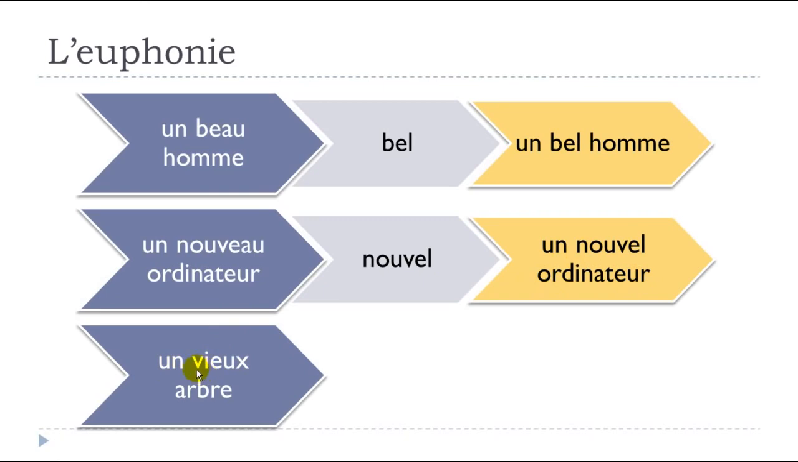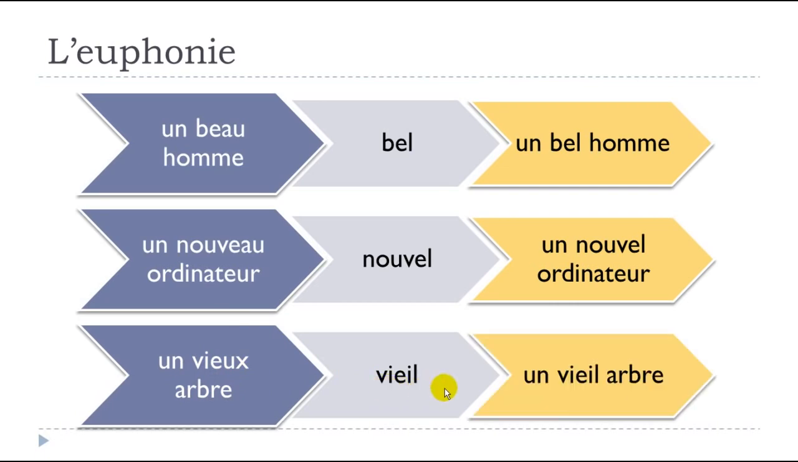And the last one is vieux, old, un vieux arbre. Of course you've got this X at the end, but you don't pronounce it. So it's vieux arbre, and then vieux actually has a second masculine form, and it's vieil. You get un vieil arbre, all right? So un bel homme, un nouvel ordinateur, un vieil arbre.